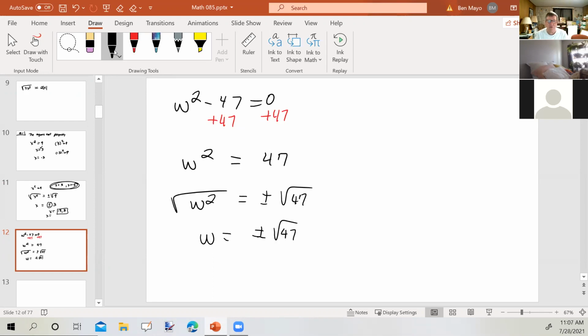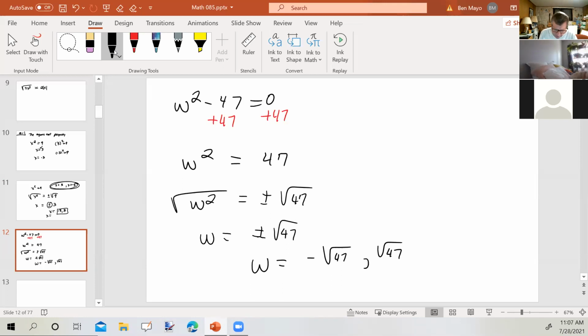Now, we just got through with a chapter where we learned about simplifying radicals. So if the square root of 47 could be simplified, if something could be brought outside, we would do that. It turns out that 47 is prime. It doesn't have any perfect square factors. So our solutions would be w equals negative the square root of 47, comma, the square root of 47.